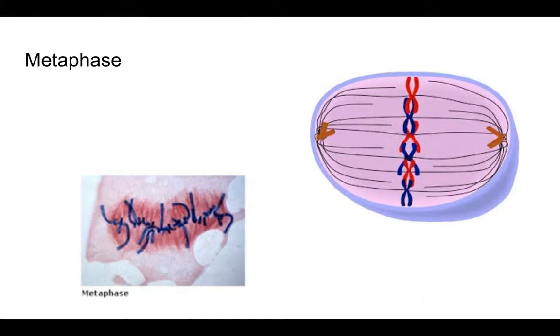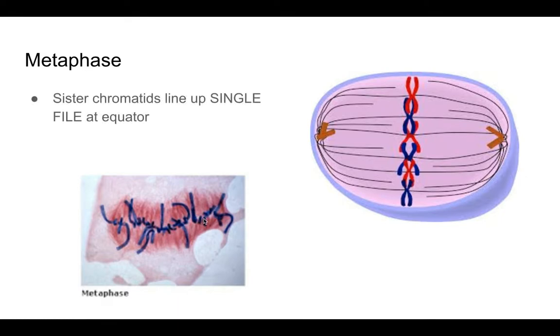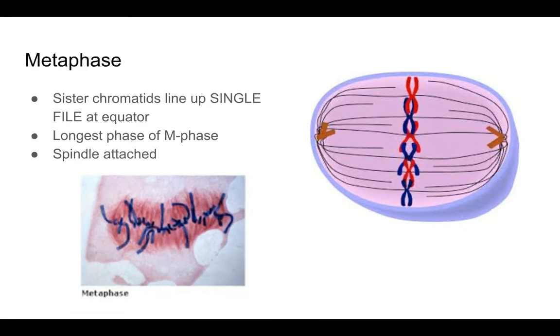Next, we move into metaphase. And so here's a cartoony version of metaphase. Here's real life metaphase. You can see that the sister chromatids in their chromosome structure are all lined up in the middle of the cell. That's called the equator of the cell, in a single file line. This is the longest phase of all of the M phase portion of the cell cycle. And we're going to make sure that the spindle, not only do we line our chromosomes up in the middle, we make sure that the spindle is fully attached to each chromosome.